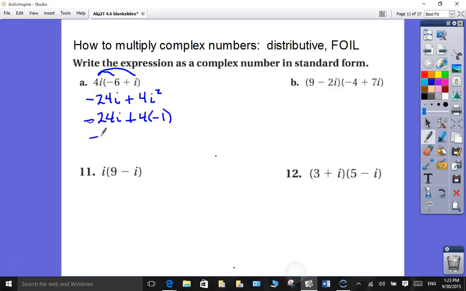So now we have negative 24i minus 4. But that's not standard form. We need to put it in standard form. How do we put it in standard form? Switch the order. It needs to be the real part, then the imaginary part. Negative 4 minus 24i. A plus bi. Go ahead, try the 11.